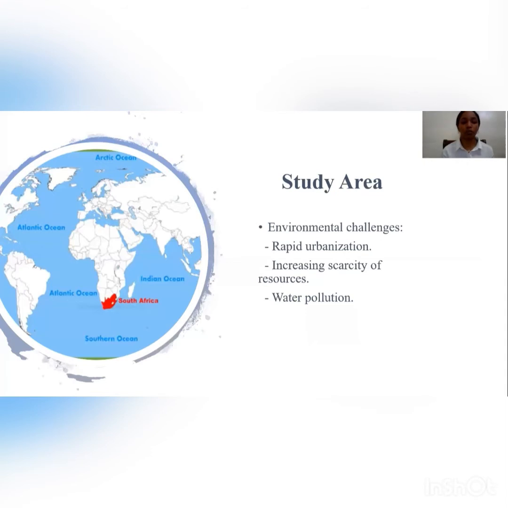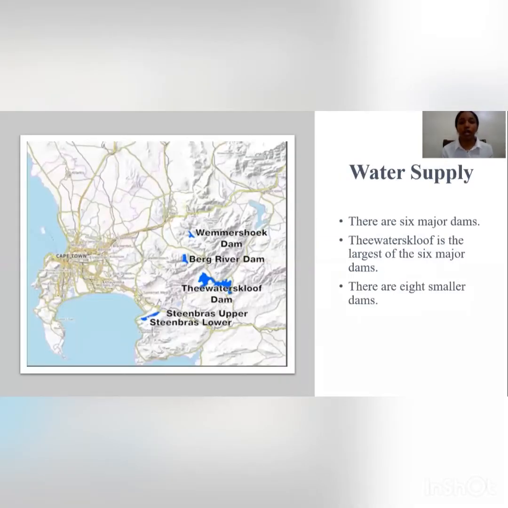The study area, so we start our analysis by the study area. Cape Town is the capital of South Africa. As you can see, it is located in the red zone in the map. This area has many environmental challenges, including rapid urbanization, increasing scarcity of resources, and water pollution, similar to many other countries in Africa.